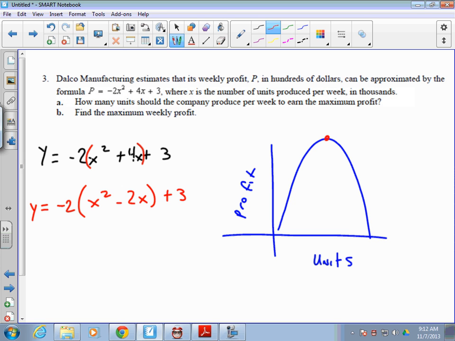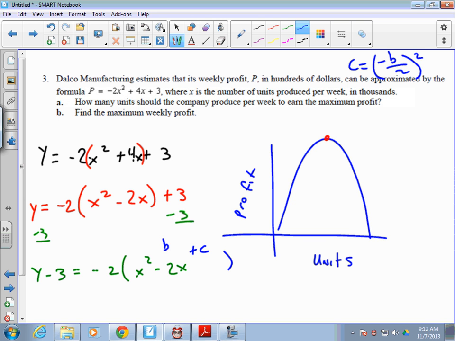We can move that plus 3 over by subtracting it on both sides. So now we got y minus 3 equals negative 2 times x squared minus 2x, and what we need to find is plus c. So we know how to find plus c. You take b's value, which is negative 2. This is b here. Remember, to find c, it's negative b over 2 squared. So negative 2 is going to be positive 2, divided by 2 is 1, and 1 squared is 1. So your c value is going to be plus 1.